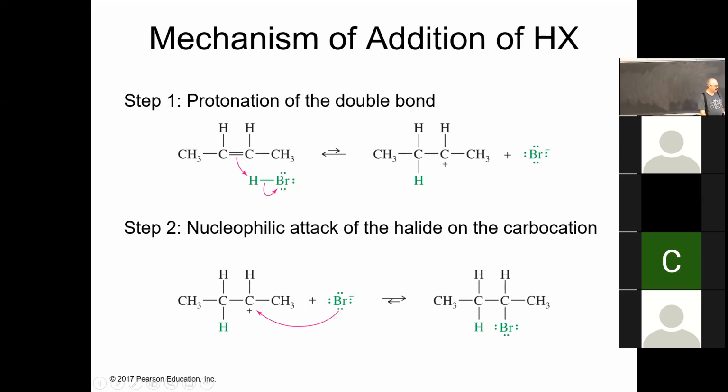Okay, so the double bond attacks the hydrogen, and this is symmetric, so it doesn't matter which side the hydrogen goes to. Since this pair of electrons moved on to the bromine, it becomes negative, and then opposite charges attract. We always go negative to positive. So bromide will donate a pair of electrons to the carbocation and will form a new covalent bond.